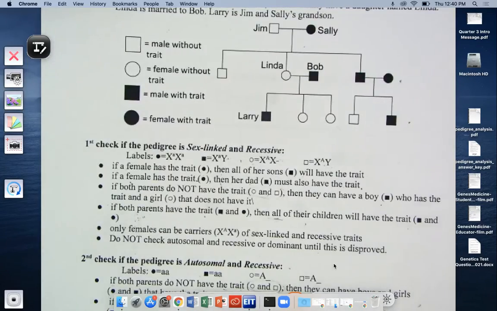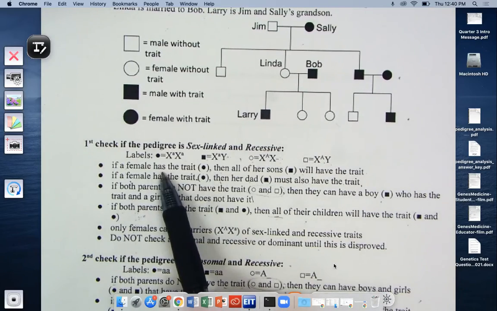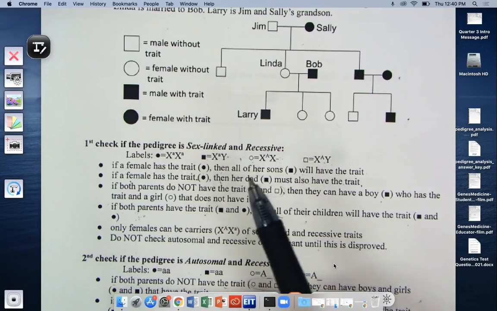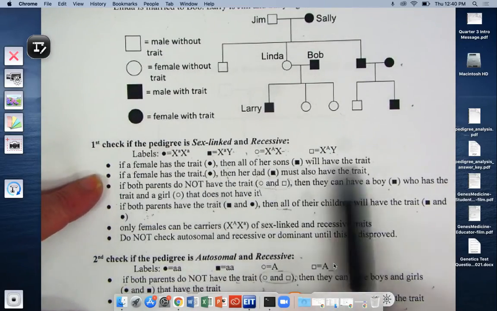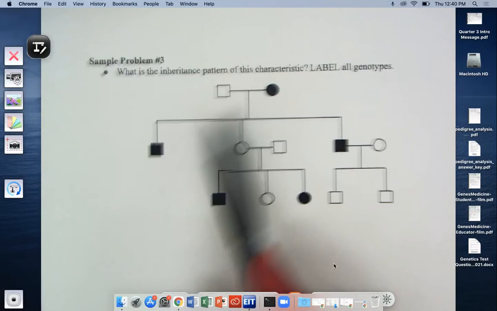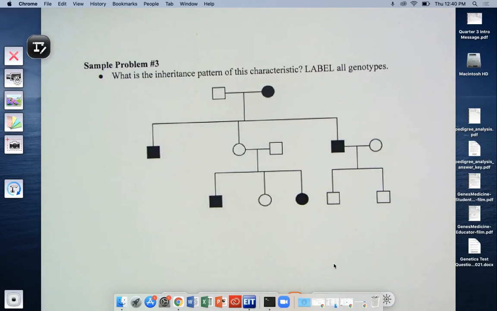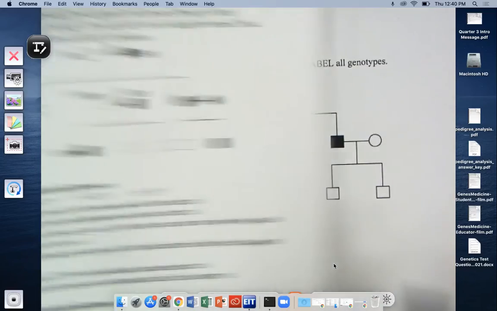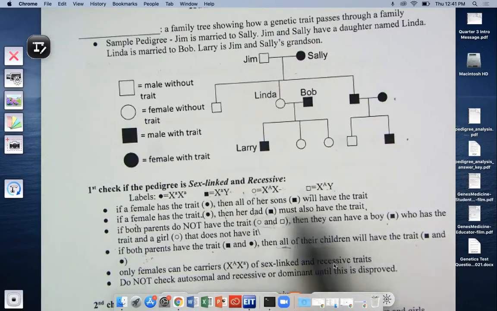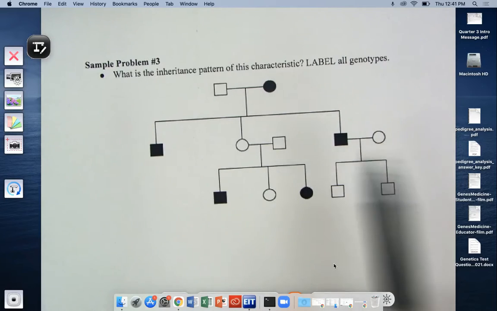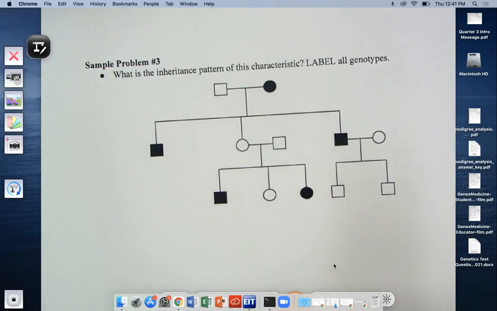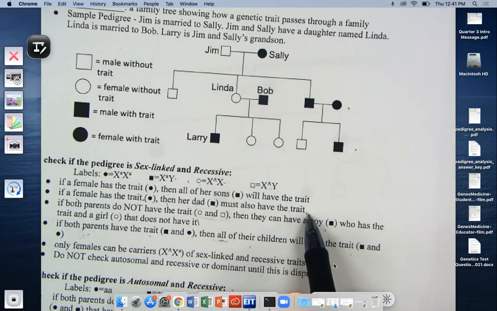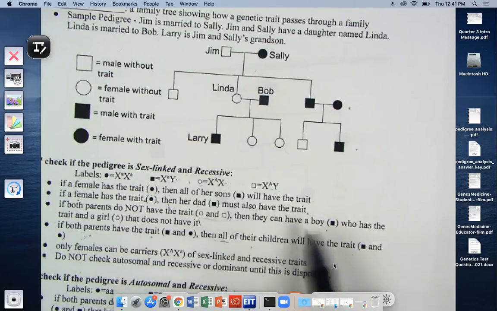Back to this page, starting at the beginning again. If a female has the trait, then all of her sons will have the trait. Female has it, all of her sons have it. Okay. If the female has a trait, then her dad must have the trait. So do I have a female that has the trait? Her dad has the trait? No. So I already found a no. Since I found a no, it's not sex-linked.